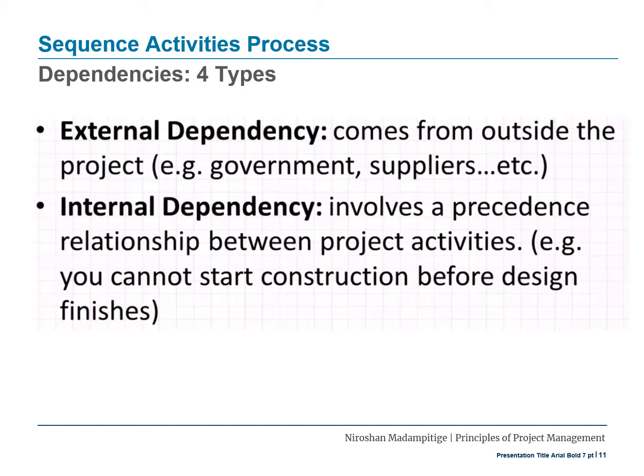The fourth type, which is the last type of dependency that exists within your network diagrams, is internal dependencies. Internal dependencies involve precedence relationships between project activities. Example, you cannot start construction before design finishes. This is an internal dependency. These internal dependencies can be adjusted based on your need. Of course, depending on the nature of the task and what exactly you are trying to achieve, they will define the relationship.